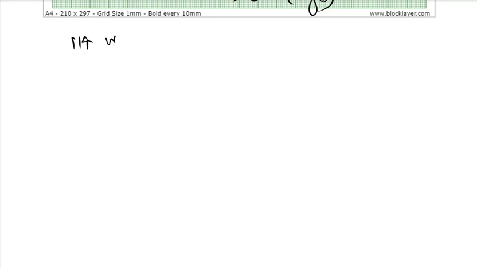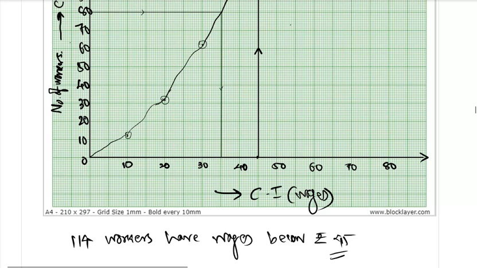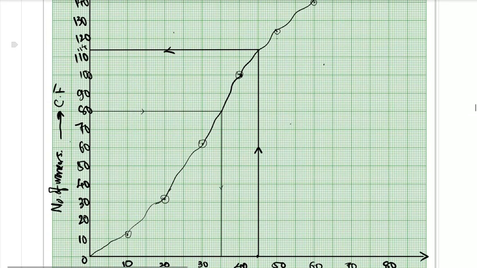114 workers have wages below rupees 45, right? Below 45, that is 0, 10, 20, 30, 40 and 45. 114 workers are below 45 rupees per day.